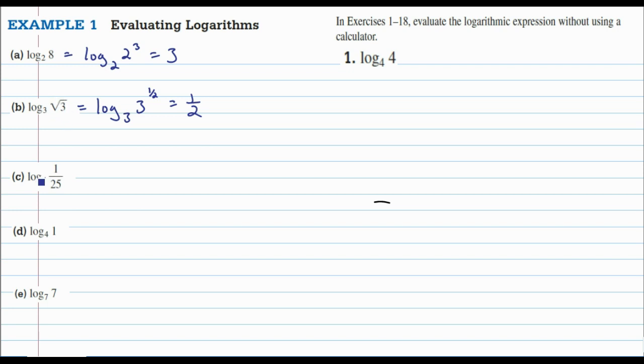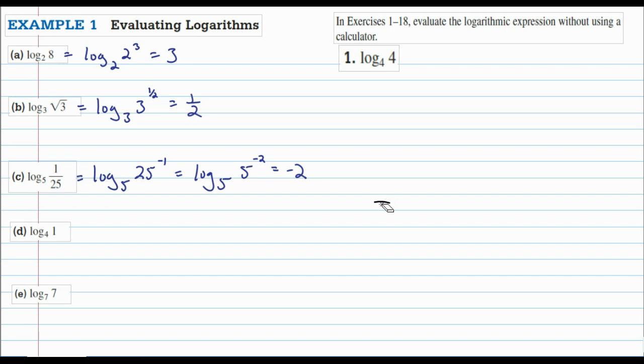Part C, 5 to the what is 1/25th? Well, let's see. This is log base 5 of 1/25th, which is 25 to the negative 1. Let's see. 25 is 5 squared. So really I have 5 to the negative 2 power. So the answer here is negative 2. So what exponent of 5 gets me 1/25th? Negative 2. Negative drops it to the denominator, 2 squares it, done.